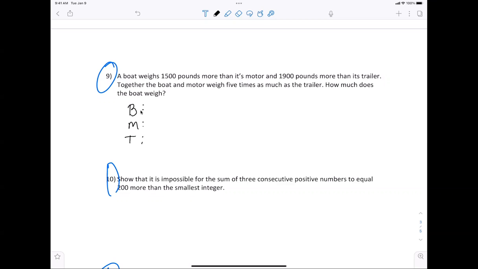Now, right off the bat, it's comparing the boat to the motor. It says that the boat weighs 1,500 pounds more than the motor. So that means the motor is what? X, and the boat would be X plus 1,500.